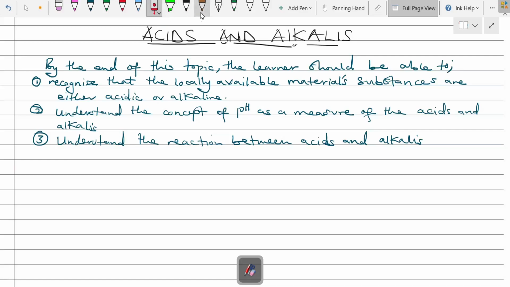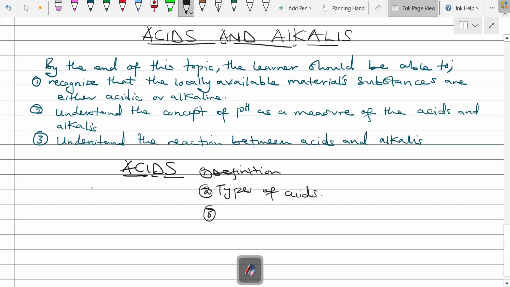And today, in our introduction of this topic, I'm going to talk about acids. Under acids, for this lesson, we are going to talk of the definition of acids, that's number one. Then number two, we shall talk of types of acids. Then number three, maybe if time allows, we shall talk of acid strength. Let's now dive into the video.